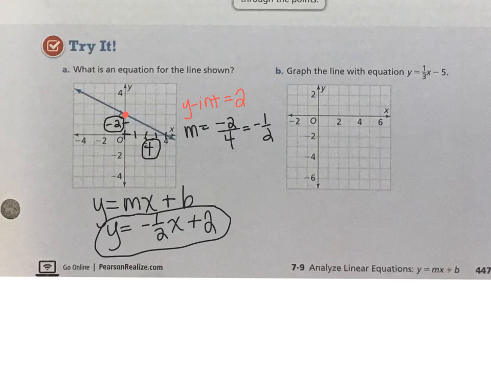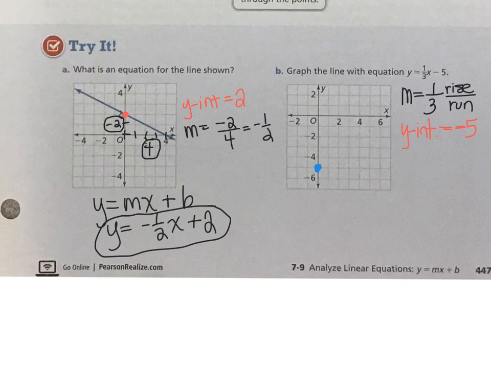So the rise is actually a descent of -2 and the run is still a +4, which simplifies to -1/2. So when I write the equation of my line, I'm going to substitute for m, the -1/2, and substitute for b, the y-intercept number, which is 2. So y equals -1/2x plus 2.